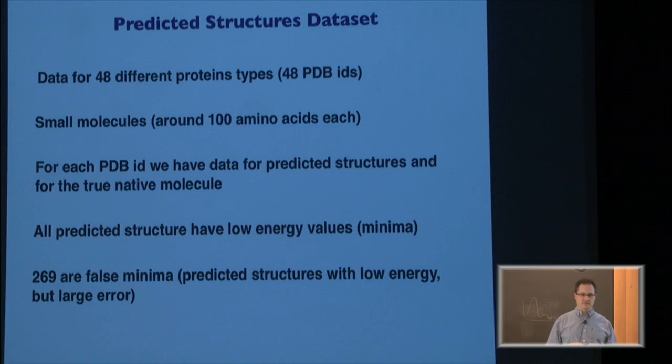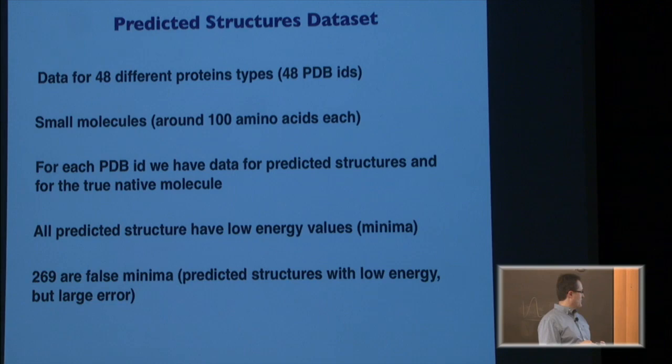So you have 48 different protein types. How many proteins did you have all together? I mean, is a protein type the same as a protein? Yeah, actually, it's 43, I think. A protein type is, for example, hemoglobin is one protein type. Another one is a different type of molecule. And if you have 48 proteins, how do you end up with 269 false minima?